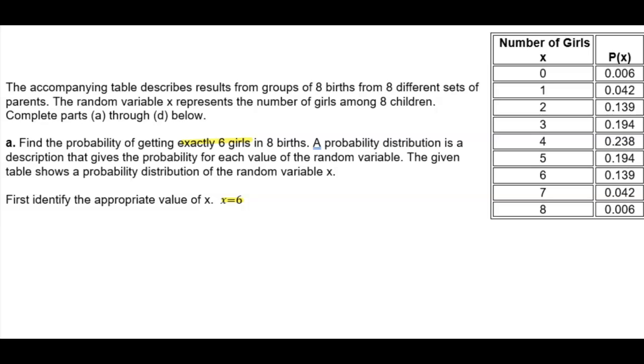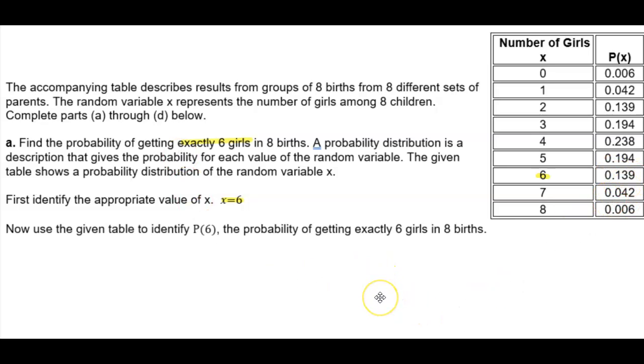So when we look at the value of x when it's 6, what is the probability here to the right? Well, we notice that the probability is 0.139. So, using the given table to identify the probability of exactly 6, the probability of getting exactly 6 girls in 8 births is 0.139.